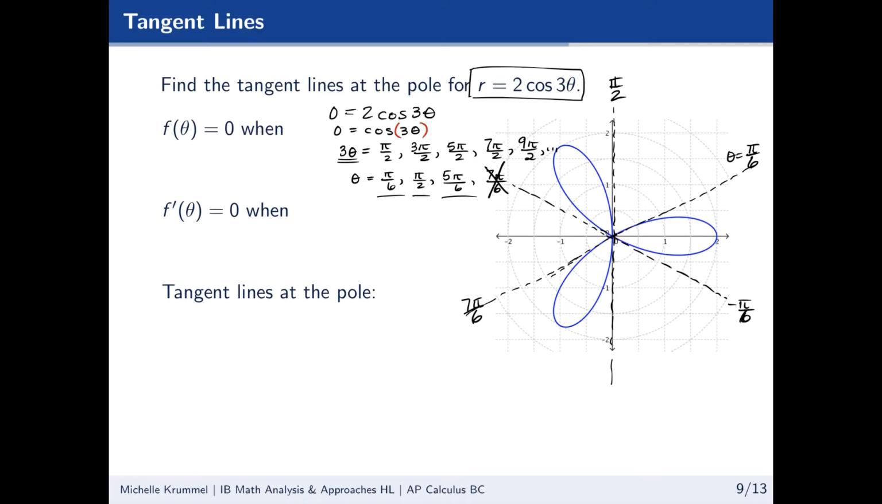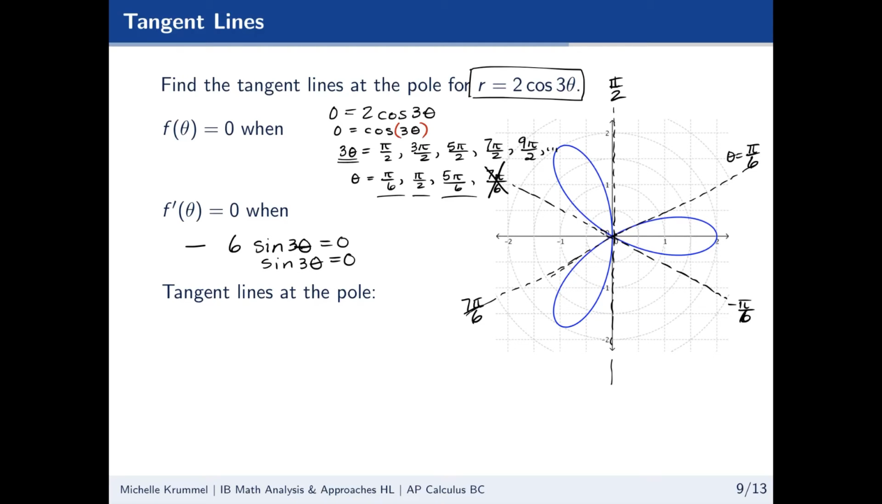Cosine of stuff, we have to use chain rule here. The derivative of cosine stuff is negative sine stuff times the derivative of the stuff times the constant multiple that was already there. So negative 6 sine 3 theta. When does that equal 0? We can divide both sides by negative 6. Sine of 3 theta equals 0.